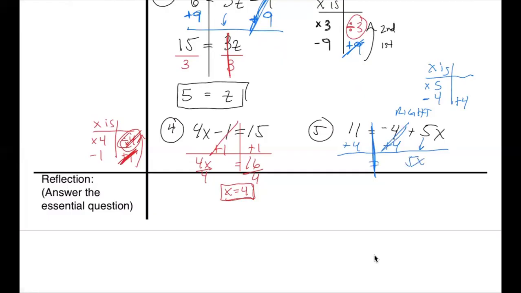5x equals 15. And then divide by 5, divide by 5. Right, that's the inverse over here. Divide by 5. X equals 3. Check your answers there. X equals 3. Good. Last step.